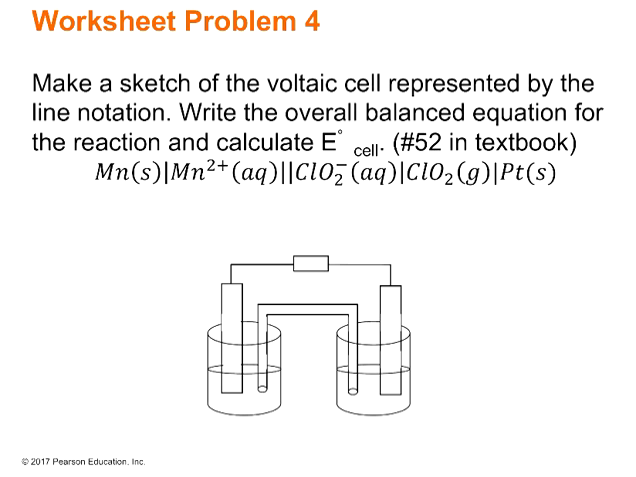Okay, so now for worksheet problem 4. Let's make a sketch of the voltaic cell represented by the line notation below. Write the overall balanced equation for the reaction and calculate E cell. Okay, so we have our cell notation down below. And remember that the left-hand side represents the anode.